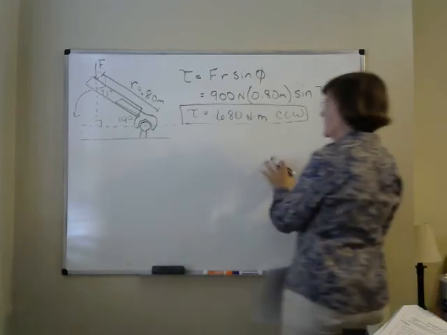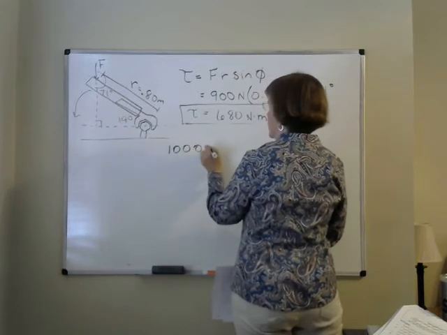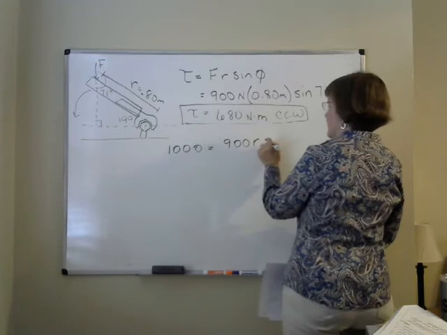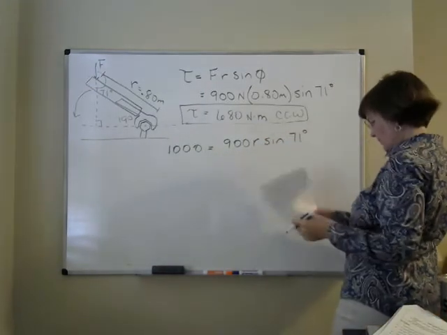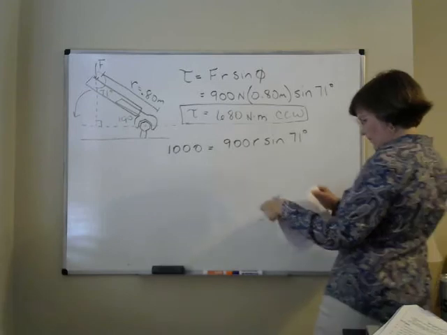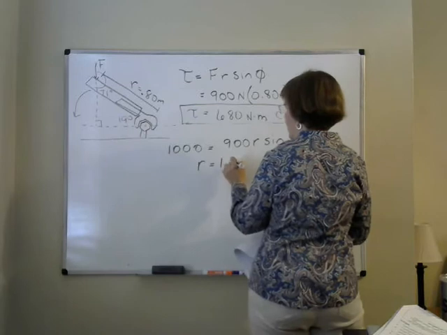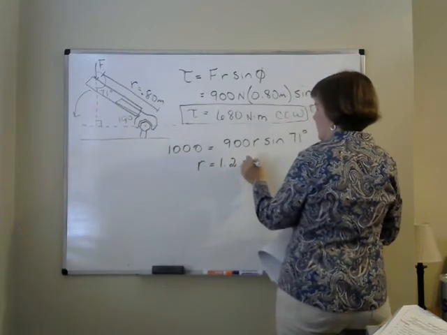Okay, well, if the maximum torque allowed is 1,000 Newton meters, and he's still using his full weight, and he's still applying it in that same direction, that's just solving for R. If we solve that for R, it comes out to be, again, I think we'll stick to 2 significant digits, 1.2 meters.